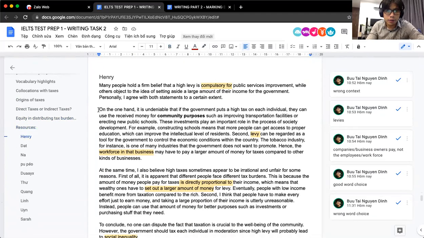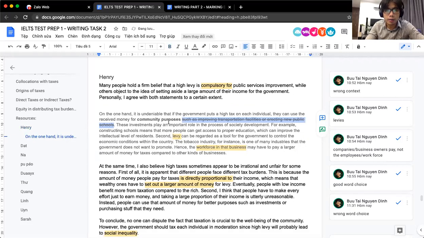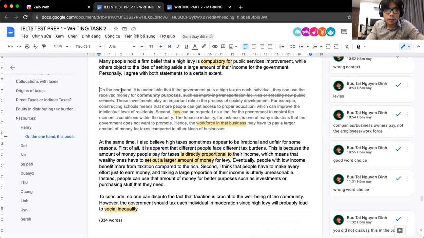Okay, so for example, this is his topic sentence. It is undeniable that if the government puts a high tax on each individual, they can use the received money for community purposes. Okay, he should have stopped here instead of going on to talk about that. Should have just stopped at community purposes, because when we talk about transport facilities or new public schools, that will be too specific already.